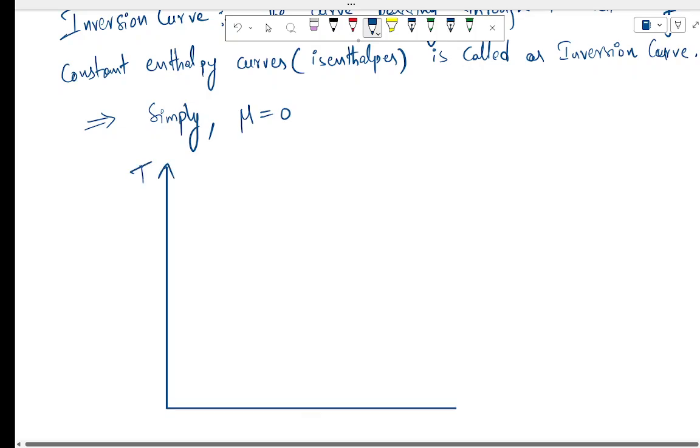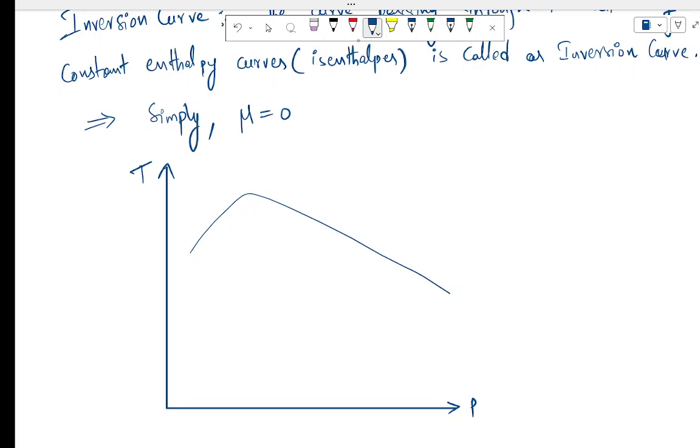Temperature and pressure. If I draw an isenthalp on this, it is going to look like this. So this is for H1 equal to constant, and this is for H2 equal to constant. Likewise, I can have so many isenthalps here. All these isenthalps, if you look carefully here, have certain maxima.